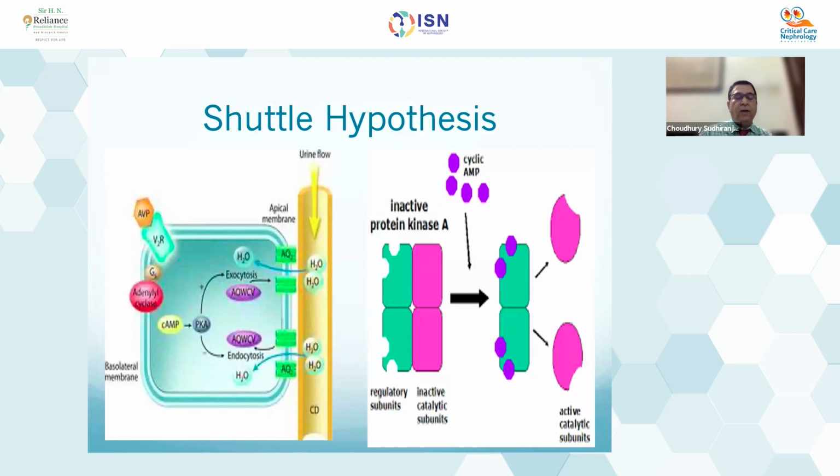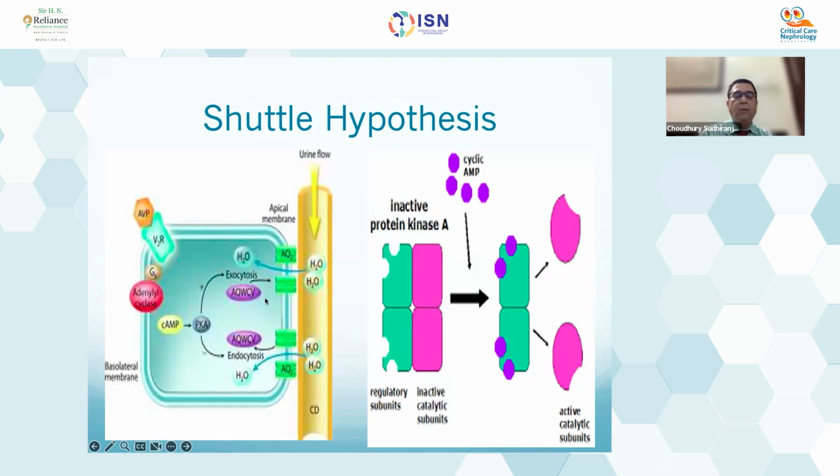However, what is important to know here is that this process is subtle, since after coming back and joining the basolateral side, it goes into the cytosol in an inactive form, and if stimulated, again it goes and fuses into the apical membrane. So that's why it is called subtle. So what is the importance of this?